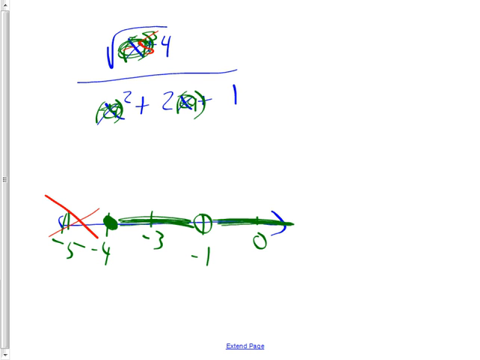So, who had the intervals right too? Okay, good. That's fewer people, but at least the vast majority of you seem like you know what you're doing. Good. Let's do one more kind. That was the domain. All right. Odd, even, neither.